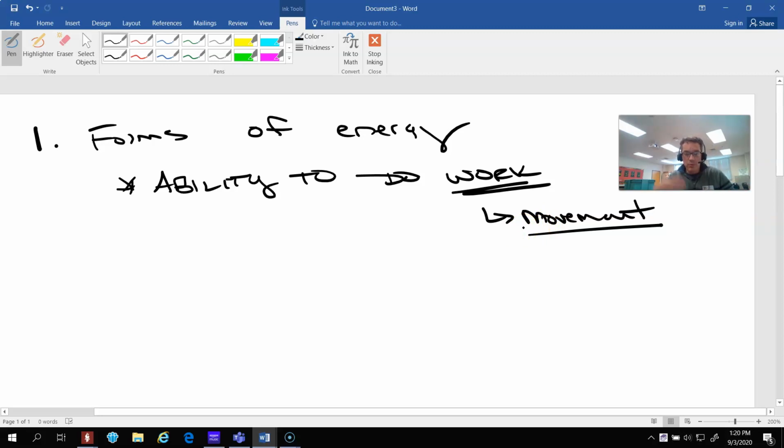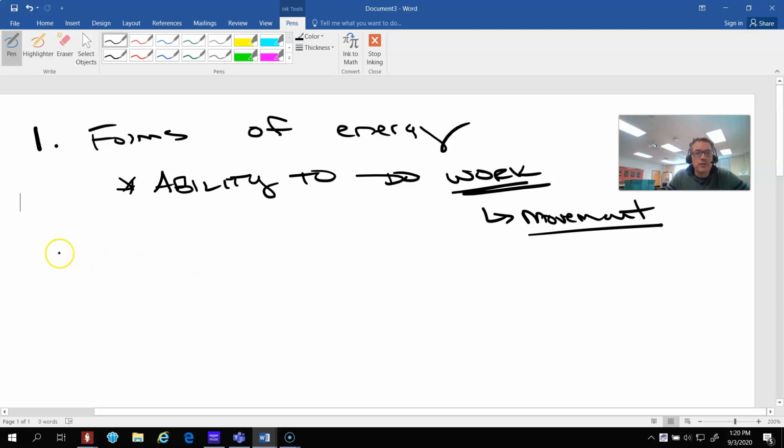And it may not be on a big scale. It could even be on a tiny scale, like on the scale of an atom. So again, the ability to do work has to do with moving things. And so anything that has energy or could have energy should fulfill this idea.